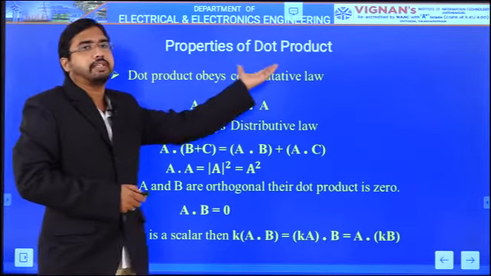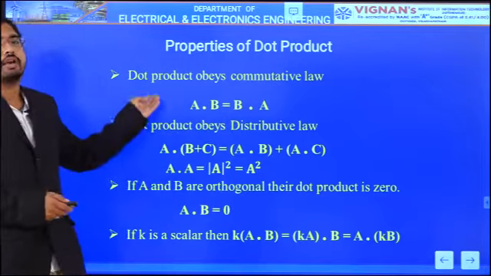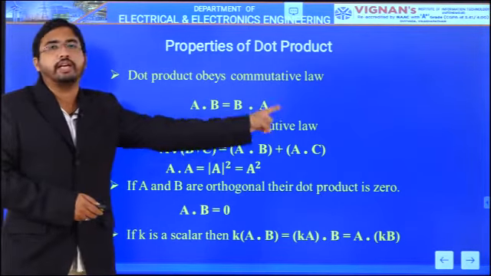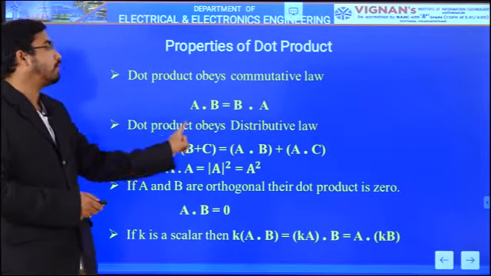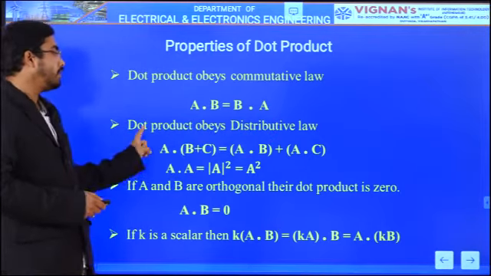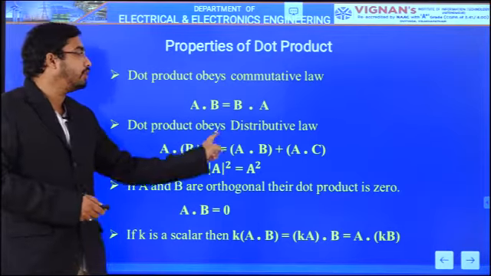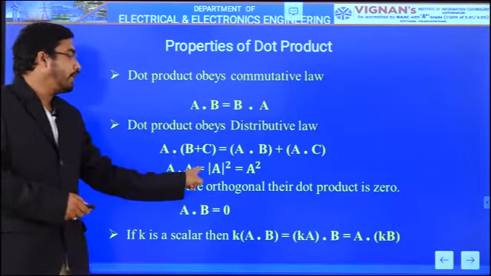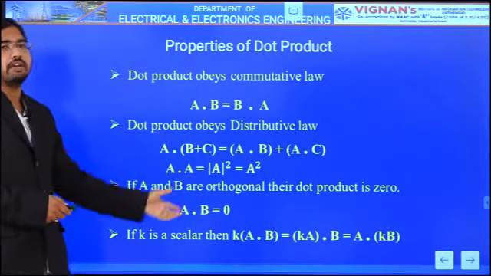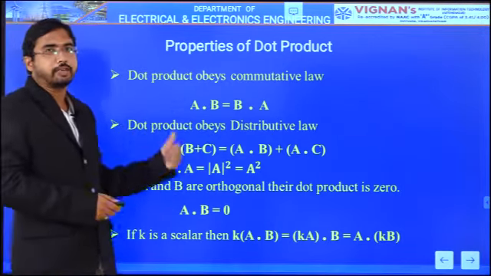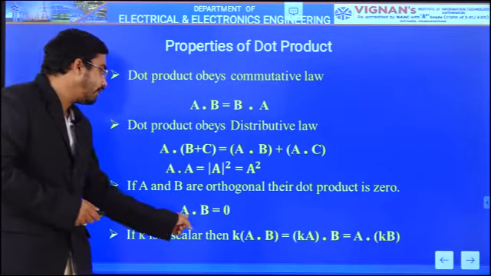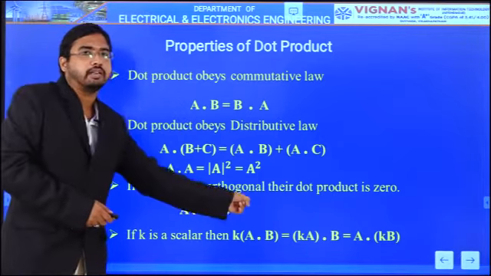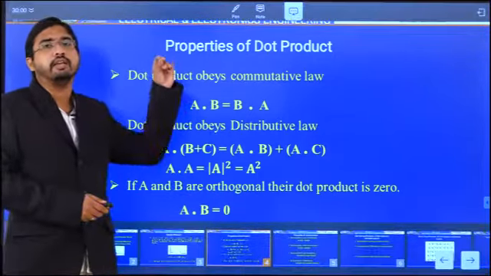So, what are the properties of dot product? Dot product obeys commutative law. That means A dot B should be equal to B dot A, and dot product also obeys distributive law. That means A dot (B plus C) should be equal to A dot B plus A dot C, and A dot A should be equal to mod A square. These properties are very useful in further derivations, in the upcoming derivations, and it is clear that if the two vectors A bar and B bar are perpendicular, then the dot product is simply 0.